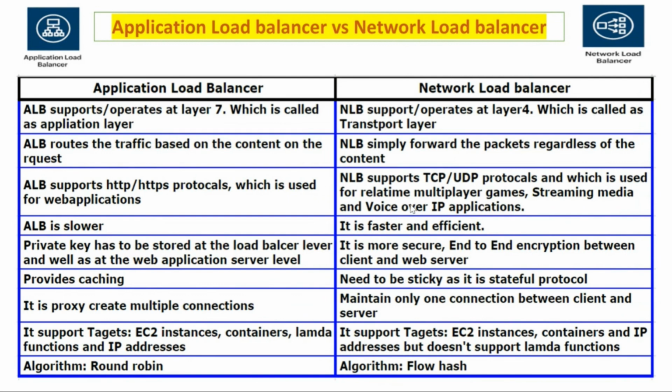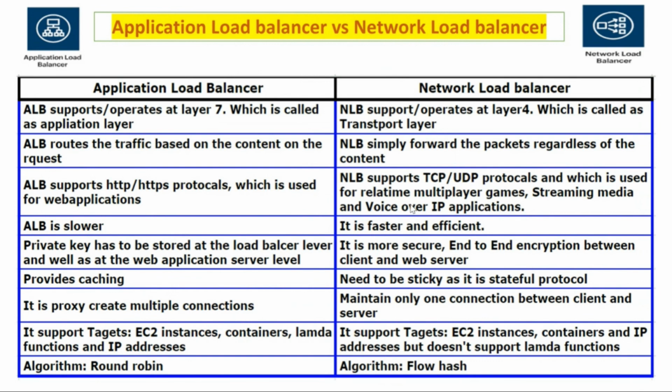That means when you are sending the data from the client to the load balancer, if it is an application load balancer, then it has to go through layers 1, 2, 3, 4, 5, 6, and it reaches layer 7. And from there, it will try to send the traffic to the server. Whereas the network load balancer will start from layer 1, then stop exactly at layer 4, and then it will try to send the traffic to the server.